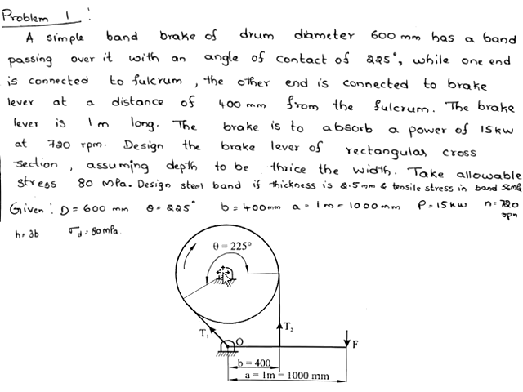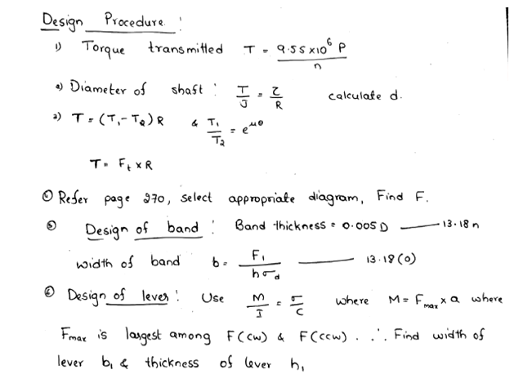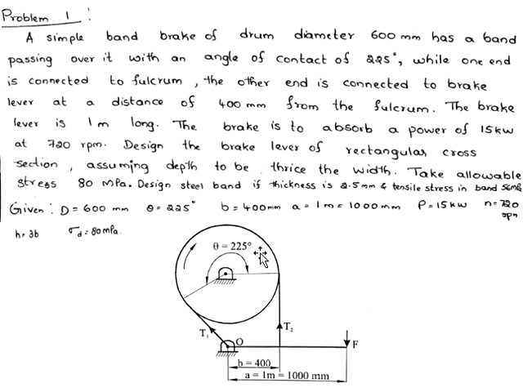Compare this diagram with the diagram present in the data book. By comparing these two diagrams, you will get to know that the B value is 400 mm and the A value is 1000 mm. You can refer to the diagram given on page number 270. So draw this diagram first.